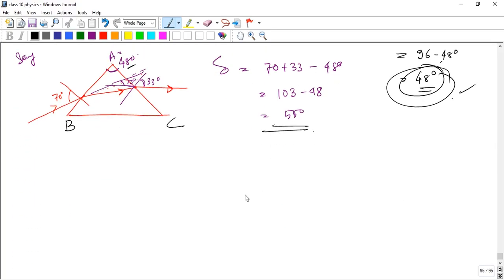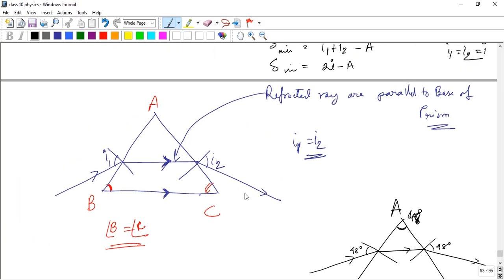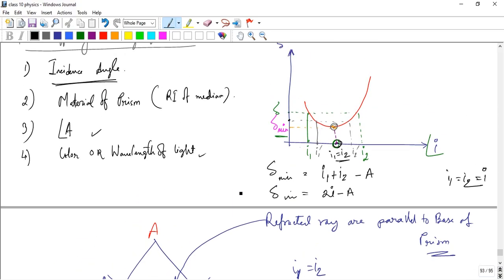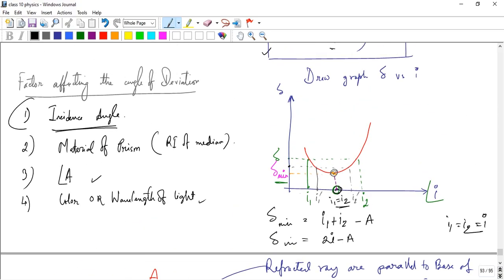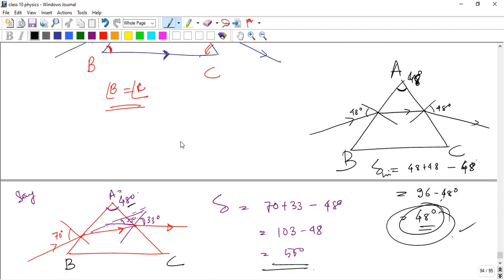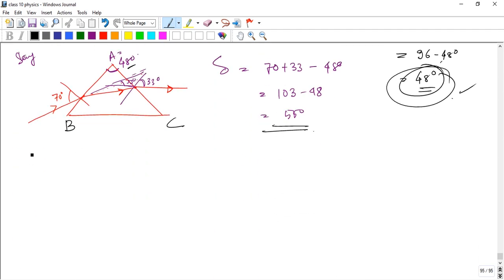Next topic, we discuss the dependence of angle of deviation on refractive index. First we discuss the angle of incidence factor: how delta depends on the incident angle. Now we discuss how delta depends on refractive index, which is very important. Delta depends on mu, the refractive index.